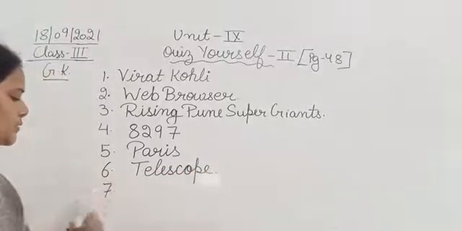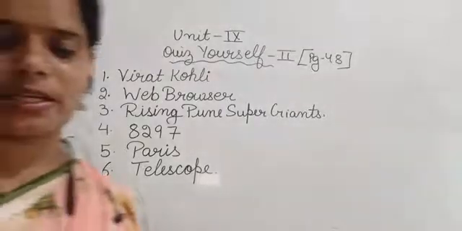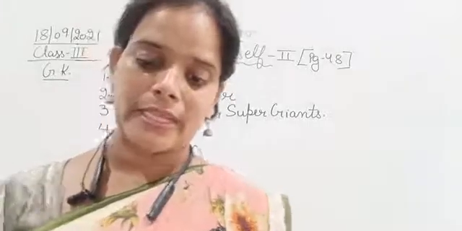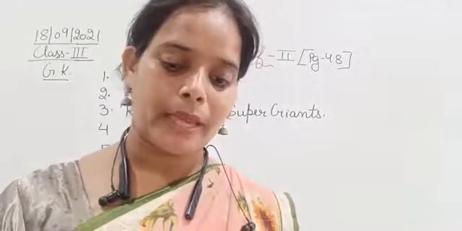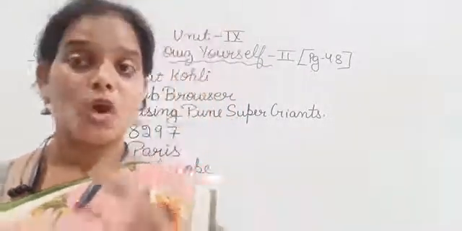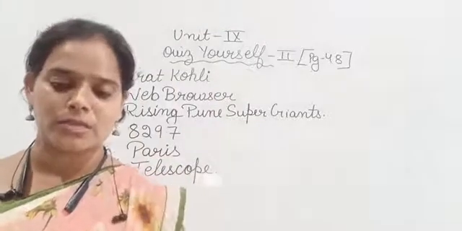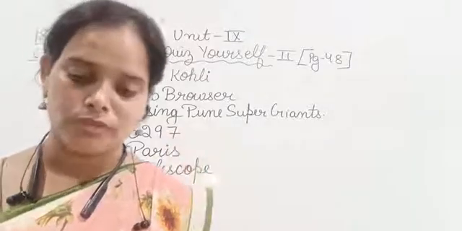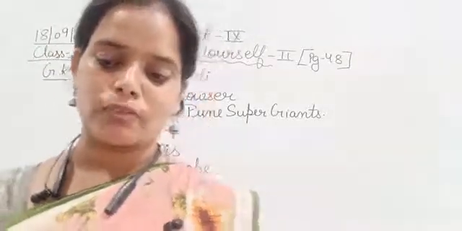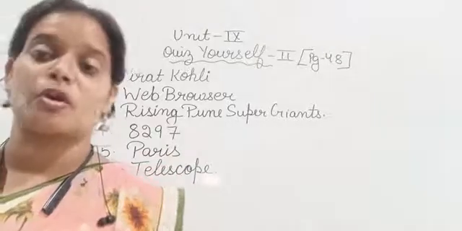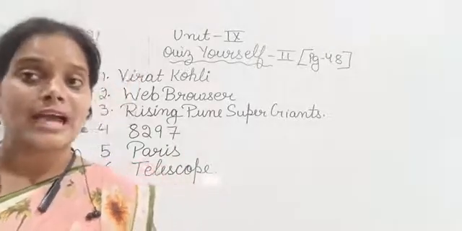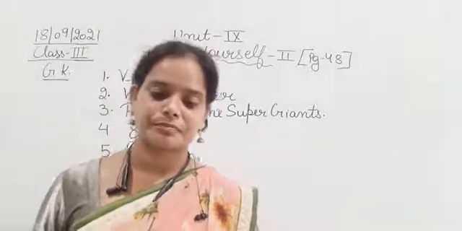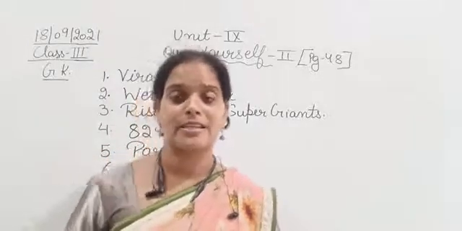Moving next to the seventh one. The seventh is, in which movie series will you find the characters Wolverine, Magneto and Storm? So now in which movie series will you find these characters, Wolverine, Magneto and Storm? So all these famous characters you will find in the movie X-Men.